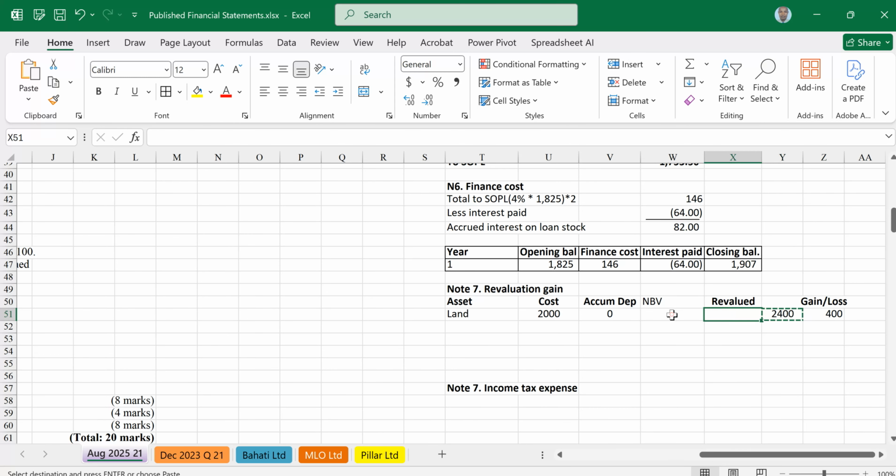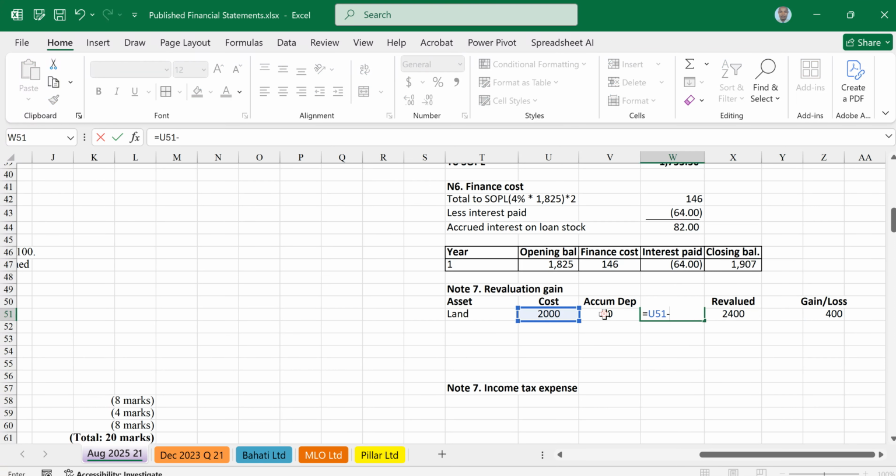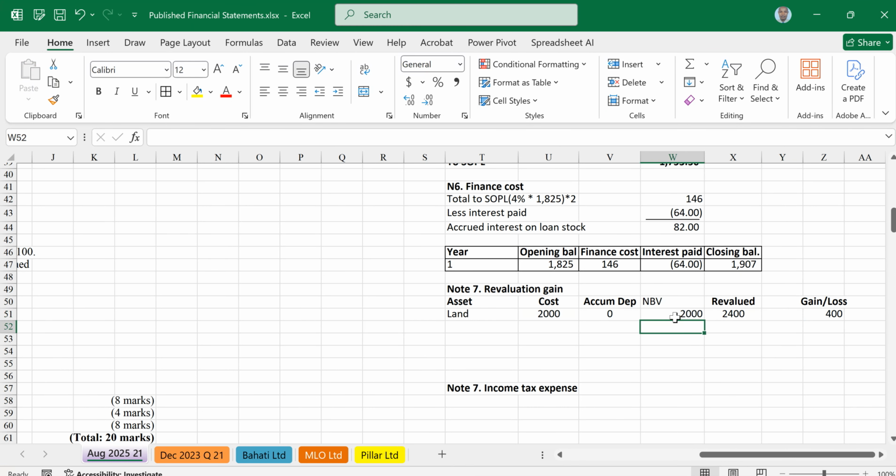Now net book value is cost minus depreciation, if there is any depreciation. So it's still the carrying amount. You can call it carrying amount.